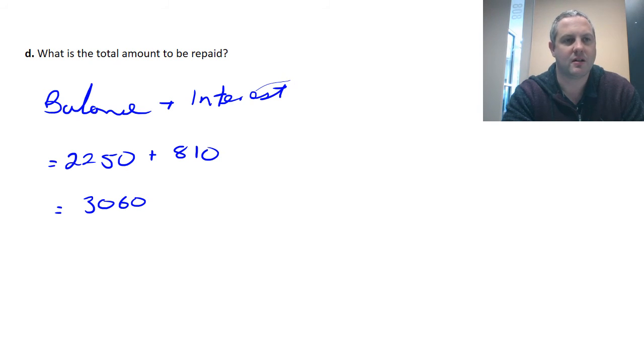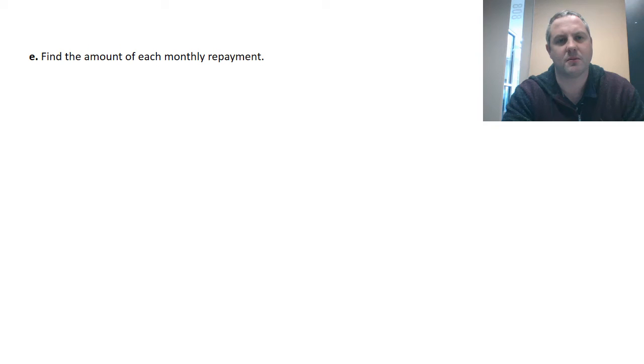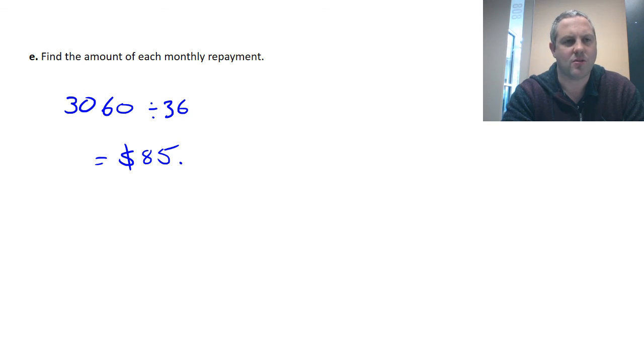For Part E, it's actually asking us how much we're going to do on monthly repayments. Now we know we have to repay 3,060 from question D. We know it's 3 years and monthly, which gives you 36 months. So all we're going to do is 3,060 divided by 36. When you put that in the calculator, you're going to have $85. So that is actually all we need to do.